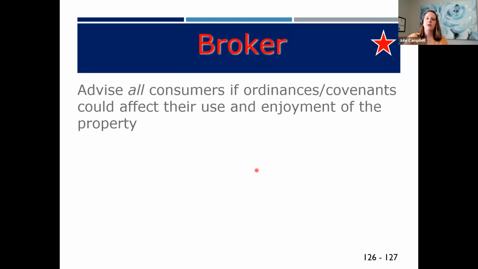Also for brokers, we have to advise all consumers of any covenants that could affect their use and enjoyment of the property. I want everybody to note the word consumer. Consumer in this case is referring to the entire public, whether or not they hire you or not. We're going to talk about what it means to be hired, how we can further divide the public. That's what we're getting into in Unit 7. But we have a duty to advise all consumers of covenants, ordinances, things that could affect how they want to use the property.